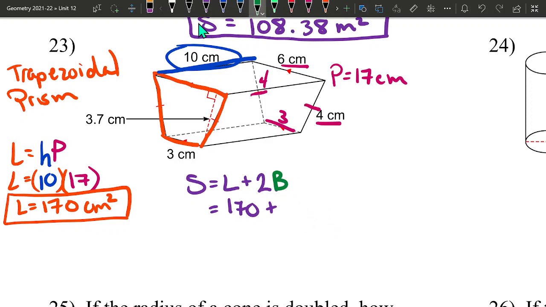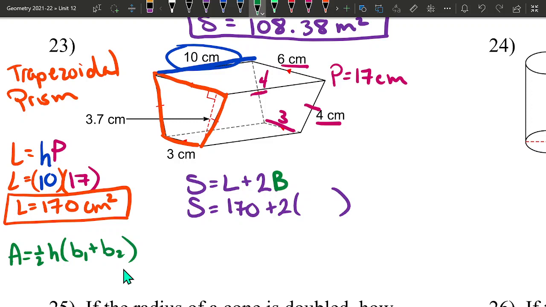Oh man, messed that up. All right, that's the surface area. So what is the area of the base? Well, the shape of the base is a trapezoid. So I need the area of a trapezoid, and I have those formulas on the board. Area of a trapezoid is 1/2 of the height times B1 plus B2, so the sum of the bases.